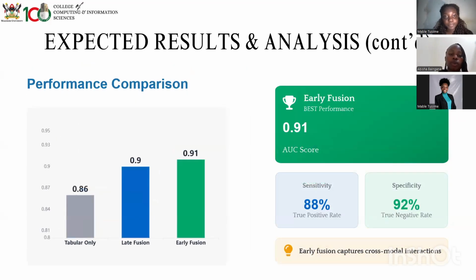So moving on, we also compared performance based on tabular data only, looking at late fusion and early fusion. And our best performance for this was early fusion with an area under curve score of 0.91 with a sensitivity of 88% and a specificity of 92%. And from this, we gathered that early fusion captures cross-modal interactions.